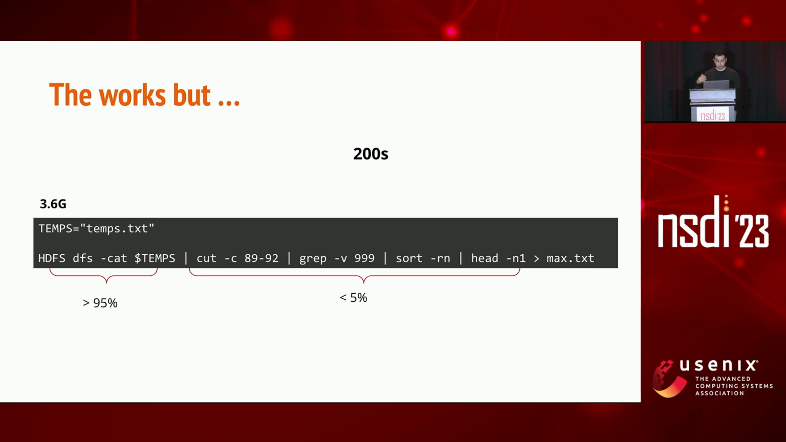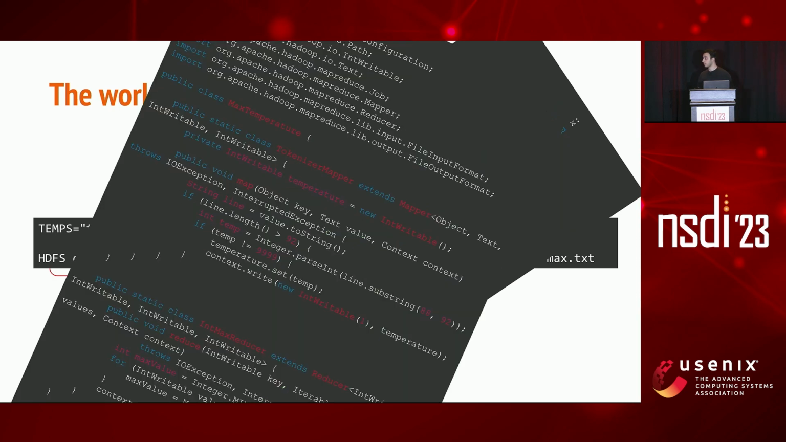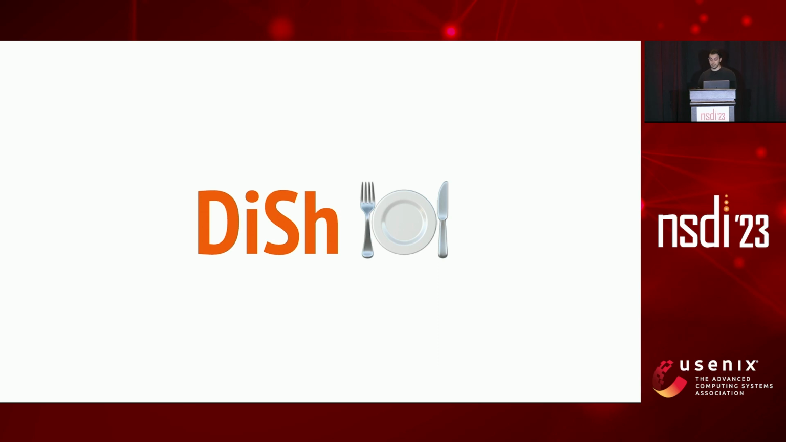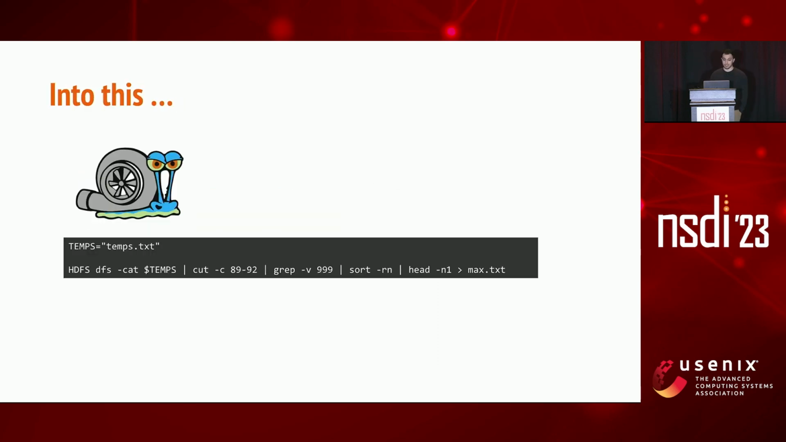So you might decide to rewrite this whole thing in Spark, or you might decide to write it in Hadoop Streaming or Hadoop MapReduce. But maybe you don't want to do that. Maybe you want to leave your own script as it is. And here comes DiSH. DiSH is a system that will turn your slow script into a turbocharged, super fast script.